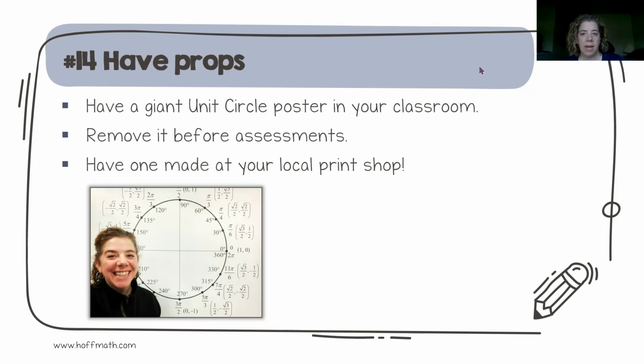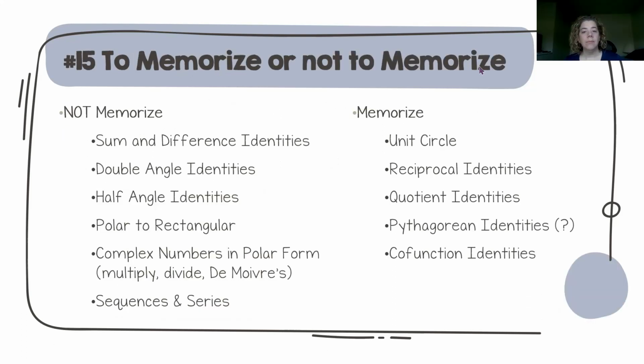And I will also say that a colleague of mine bought a unit circle poster from a website, and it's a nice sized poster, but it has way too much information on it. On the bottom section of the poster, it also has formulas for sum and difference identities and double angle identities, and it's just too much information. It really is just not big enough to be seen from the back of the room. So check out your local print shop.